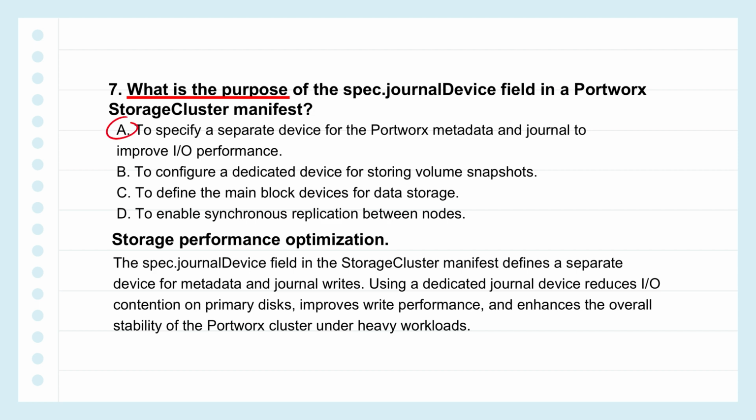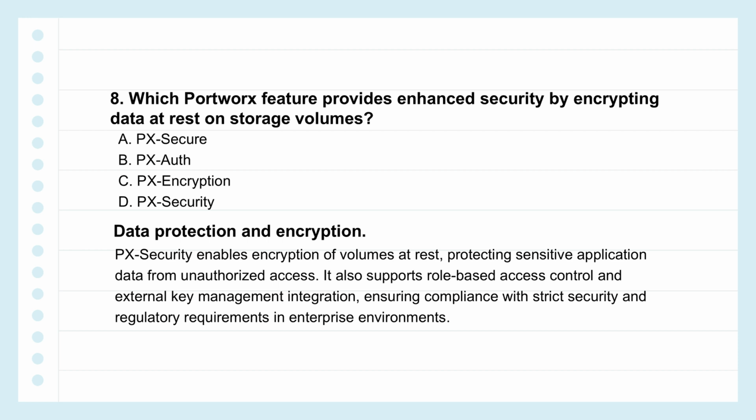Clever. So separating the metadata traffic keeps the main data highway clear. Makes sense. Now, the other side. Security. Data at rest encryption, pretty much table stakes today. Which Portworx feature handles encrypting data on the volumes, and does it do anything else for security?